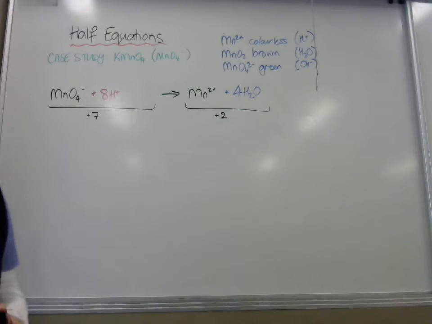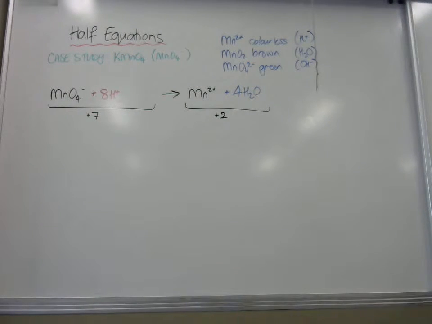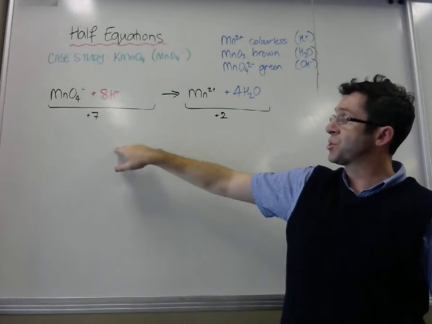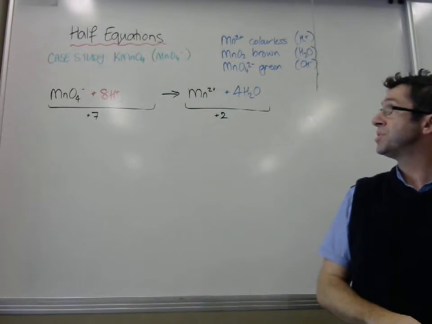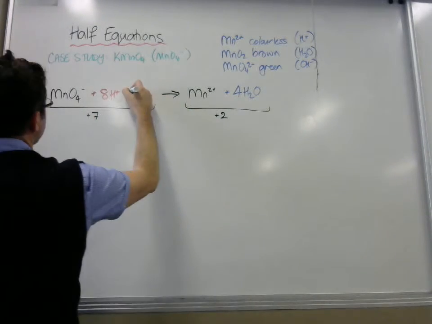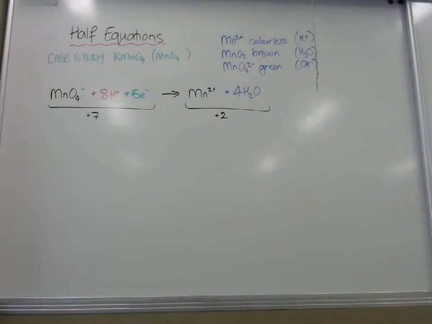What do I add to half equations to balance the charge, which is our last step? Electrons, cool. So I'm going to add electrons. They have what charge? Negative. So I'm only able to reduce these two numbers. So I'm going to reduce this one until it gets down to +2. So how many electrons do I need to put in here? 5. Cool. And there is our half equation for permanganate under acidic conditions.